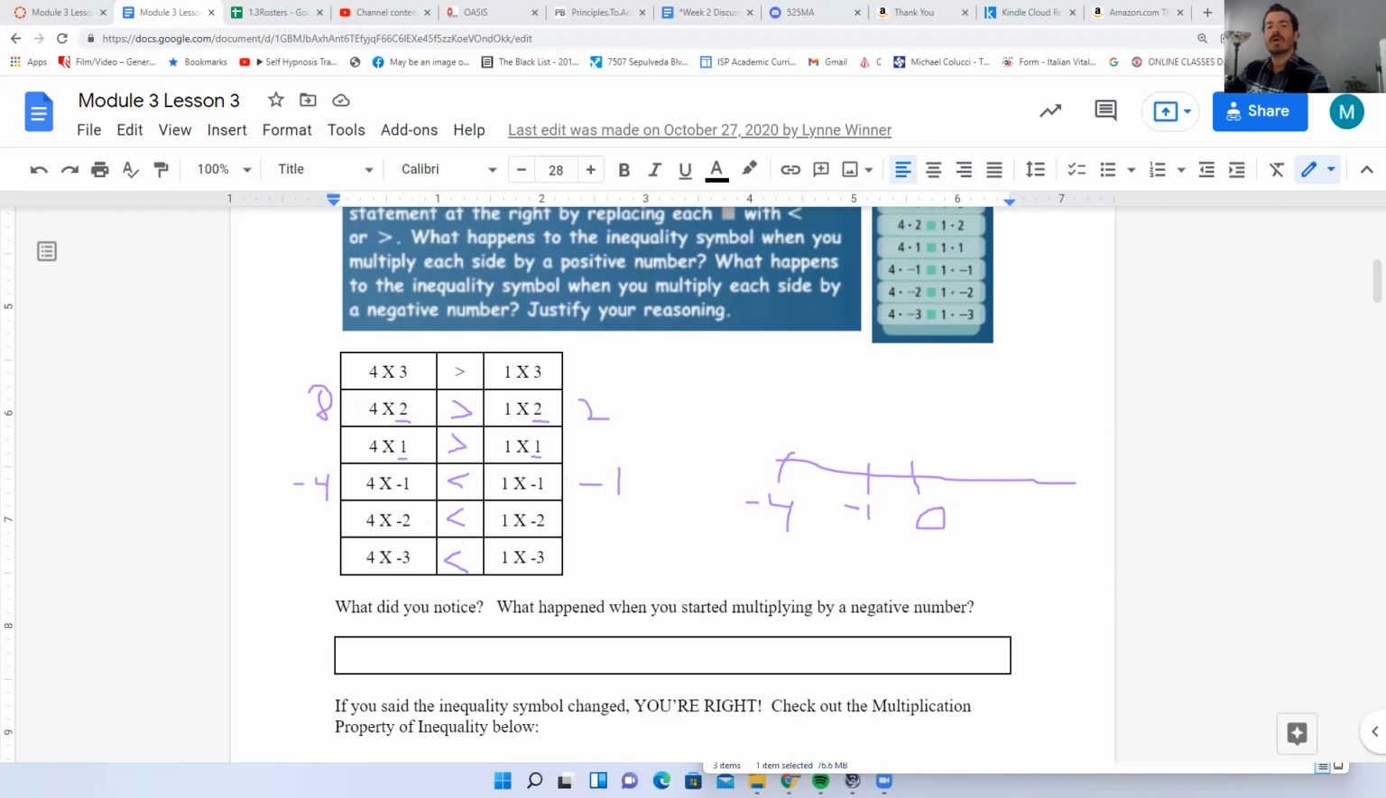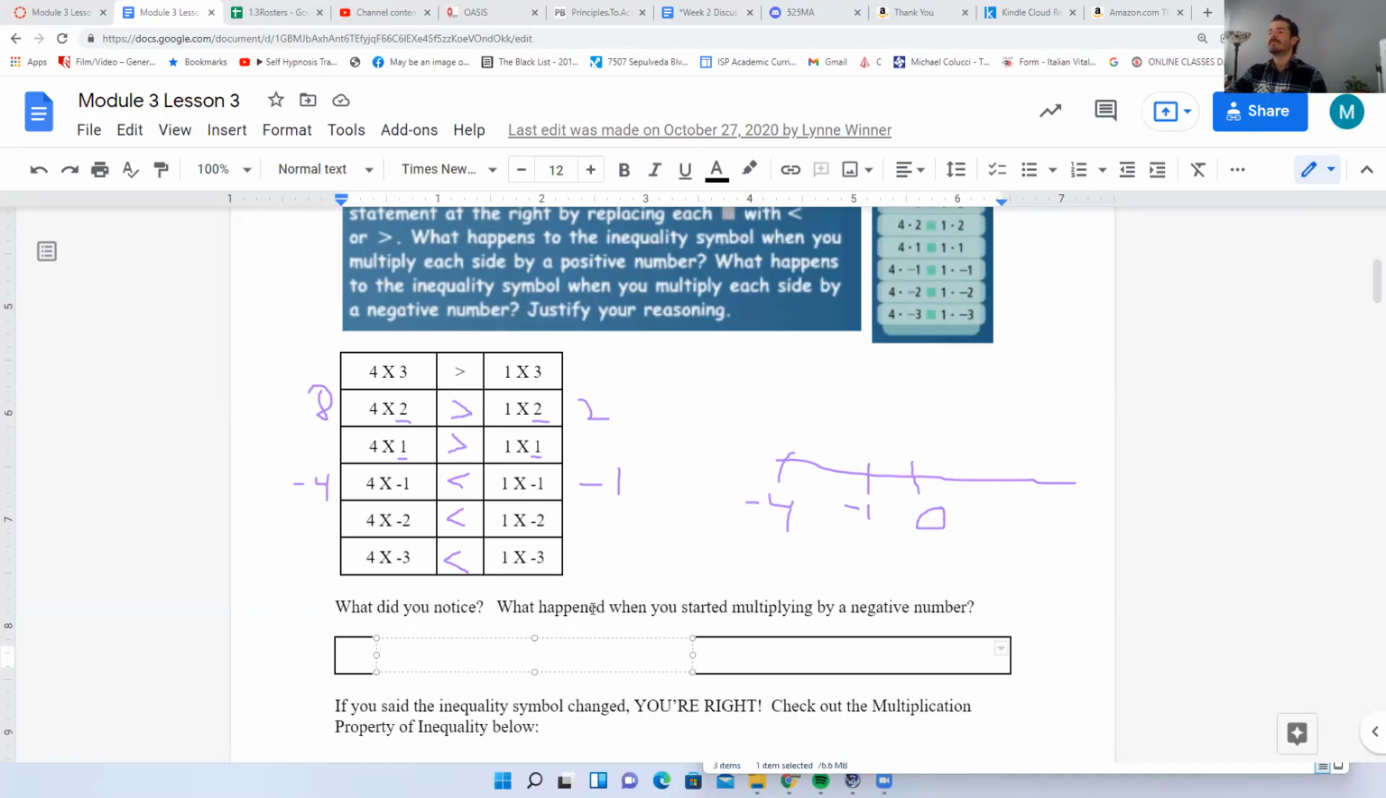Okay, so what do you notice? What happened when you started multiplying by a negative number? I'm not going to type this in the box because I didn't make a copy of this document. I pulled up the original. So pause the video and try to answer this in your own words. And when you're done, come back.